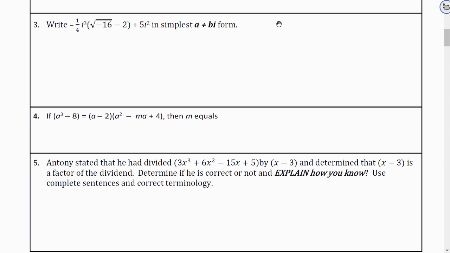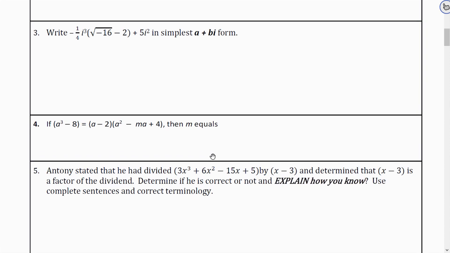Okay, number 3, we've got to remember some things about i and what i means. So don't forget that i is the square root of negative 1. That's not used directly in this problem, but it helps us know that i squared is the square root of negative 1 squared, which is negative 1. Okay, and know that i cubed is i squared times i, and i squared, remember, is negative 1, so we get negative i. i cubed is negative i.